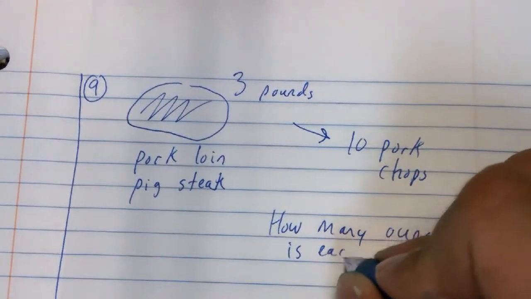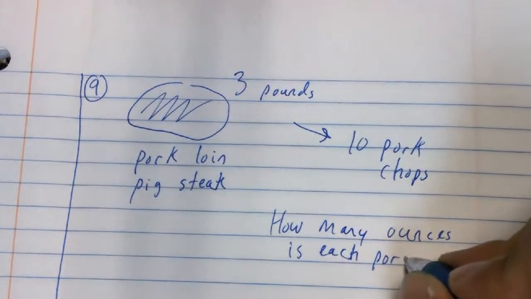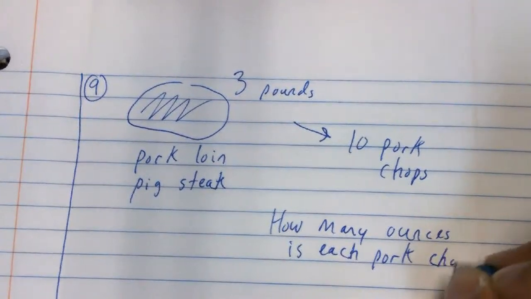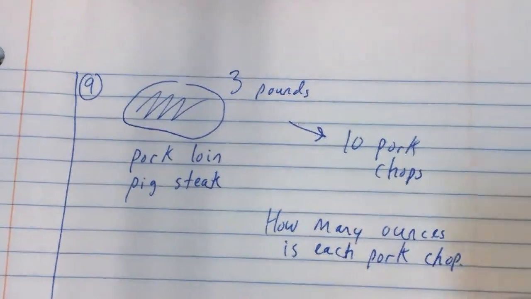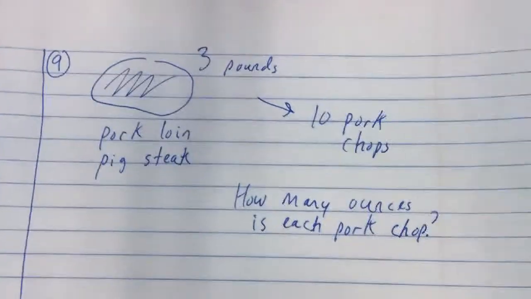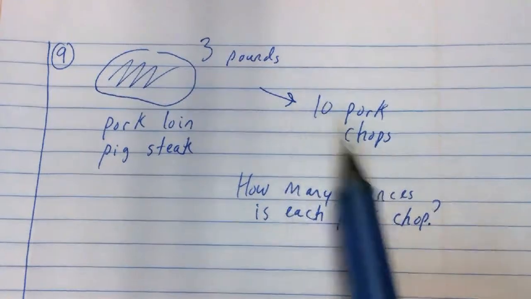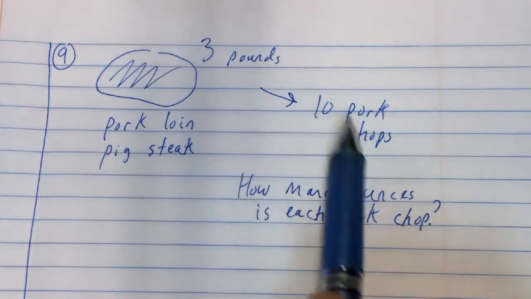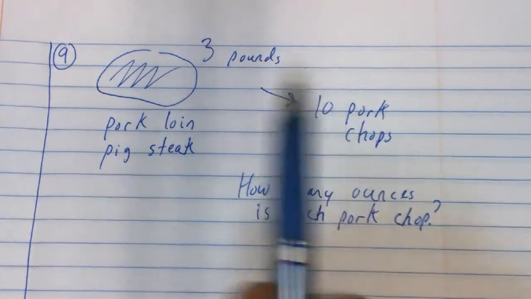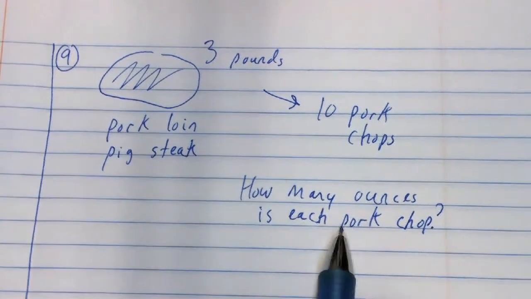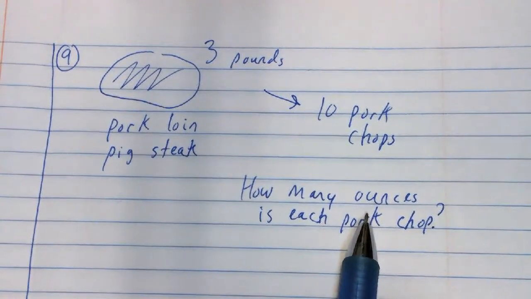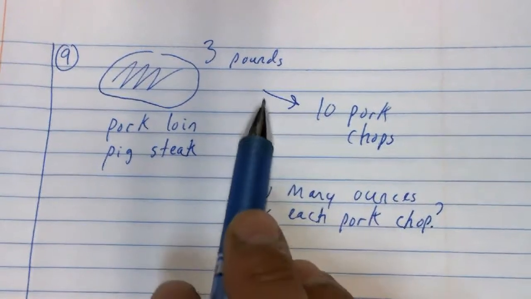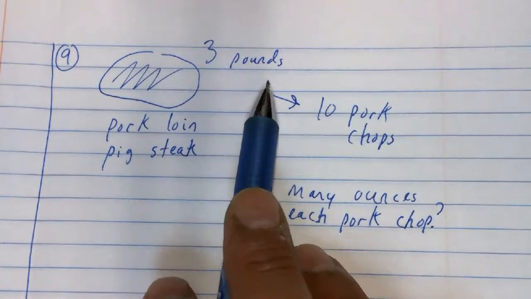Is each pork chop? Okay, now I could see where somebody would go, okay, well that's easy. I'm going to take 3 pounds, divide it into 10. Okay, but is that really going to tell us how many ounces each pork chop is? Because we have pounds. What's missing?